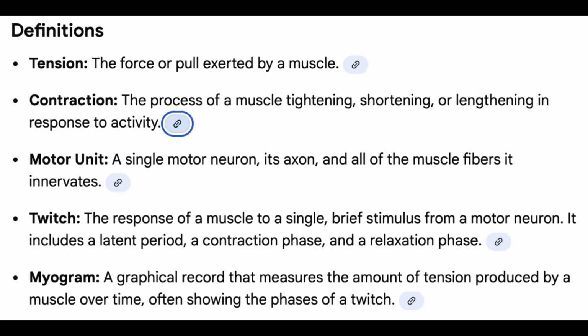Define the following terms: tension, contraction, twitch, motor units, and myogram. Interpret a myogram of a twitch contraction with respect to the duration of the latent, contraction, and relaxation periods, and describe the events that occur in each period.